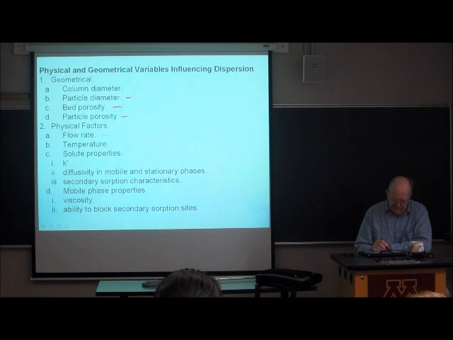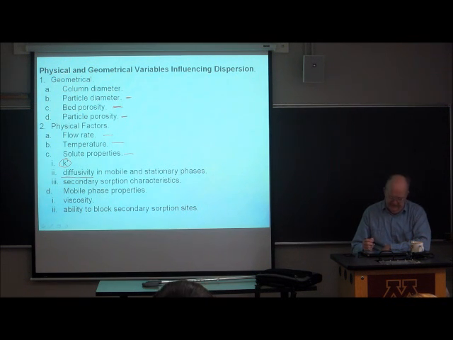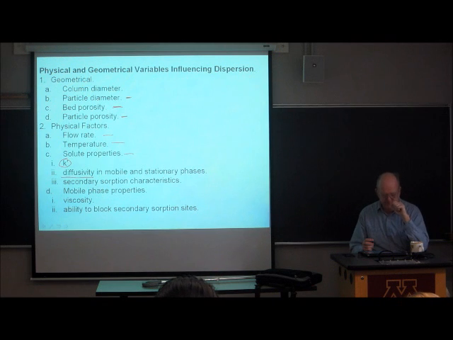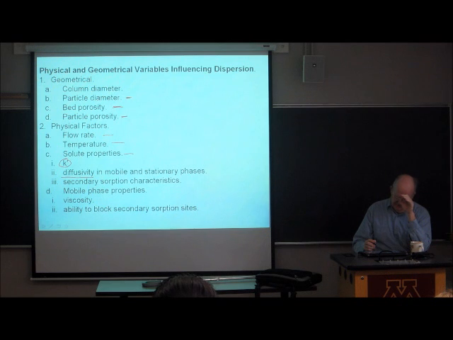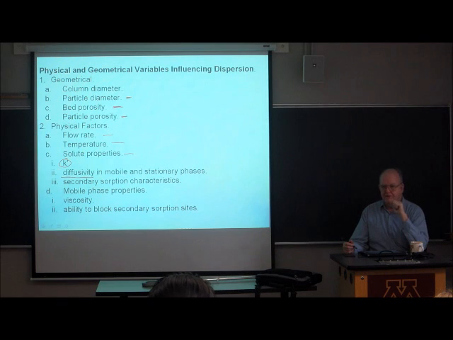Physical factors: the flow rate that you operate the column at, the column temperature, solute properties, especially its retention factor, and its diffusion coefficient in the mobile and stationary phase, all important issues. For certain kinds of solutes, what we call their secondary sorption characteristics can be responsible for a lot of peak broadening, and we'll talk about this specifically when we get into the case of liquid chromatography.